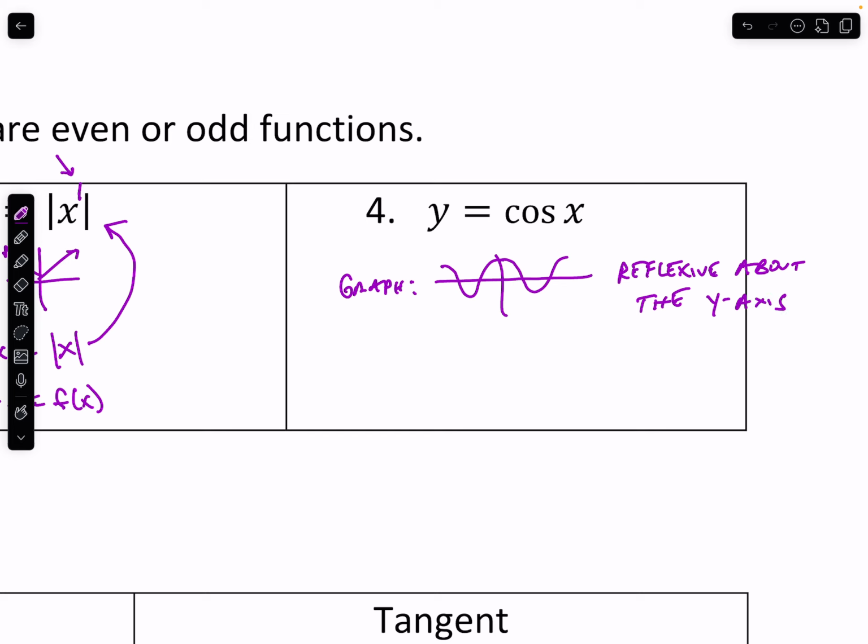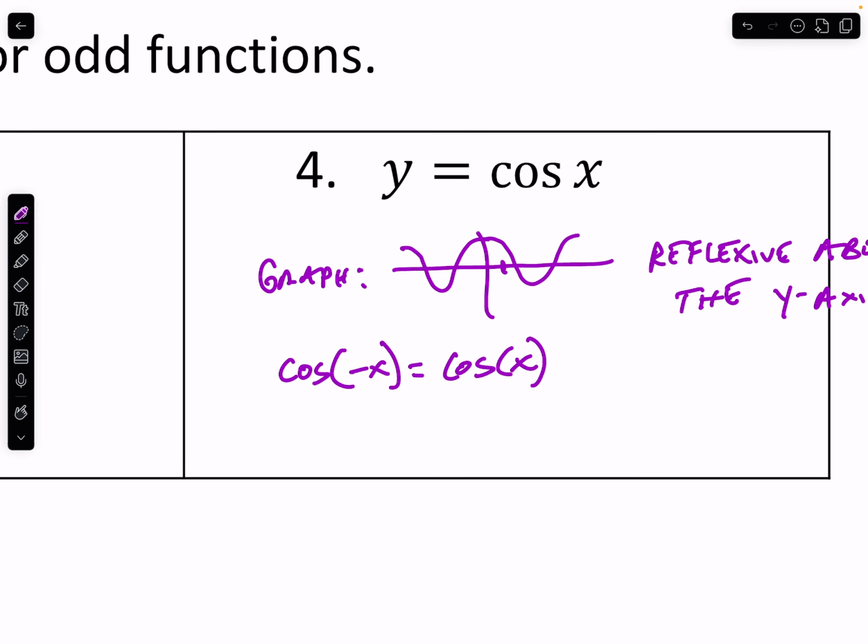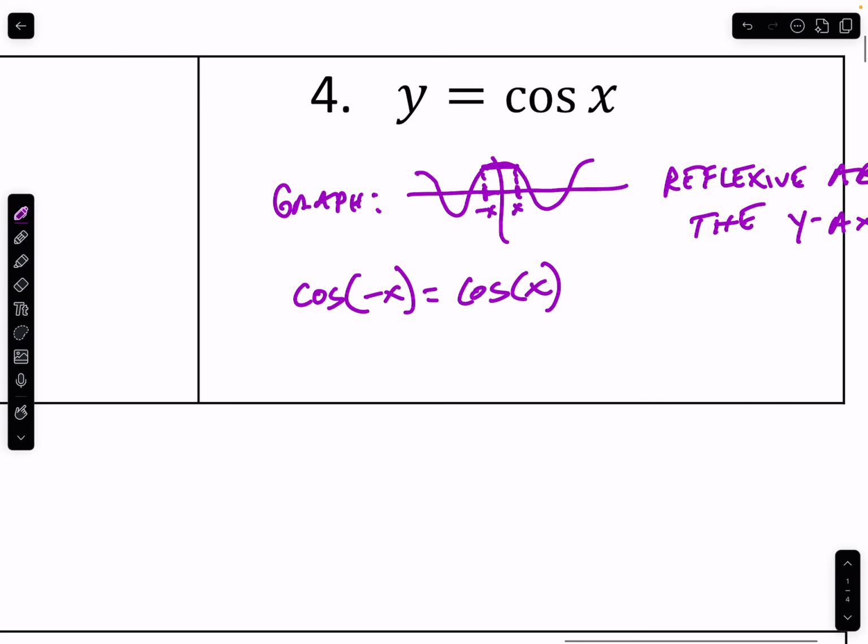All right. The definition would be if I plug in negative x for x, I should get this function back. Let's see if that's true. Well, if you look at the graph, it is. Like, let's say x is right here, and I move the same distance in the other direction and plug in negative x, I get the same y value on the graph. We can start doing some examples, but examples aren't enough. They only work if you have a counterexample.